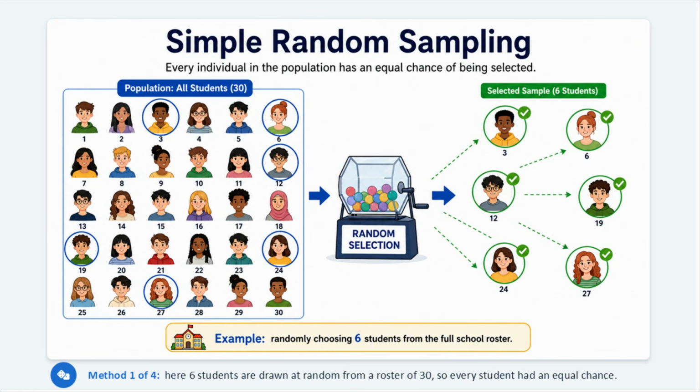6 students were selected: Student 3, Student 6, Student 12, Student 19, Student 24, and Student 27. Every single student on the left had the same chance of ending up in the sample on the right. Nobody was favored or deliberately skipped. Nobody was chosen because they were easier to reach. The selection was random. Every individual in the population has an equal chance of being selected. On the next slide, we're going to look at how we actually carry this out in real life.